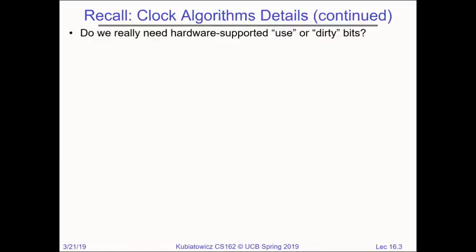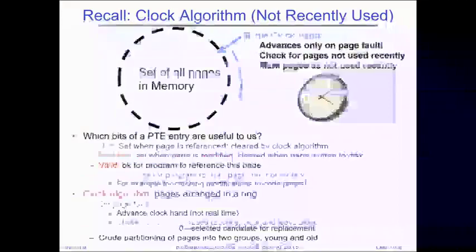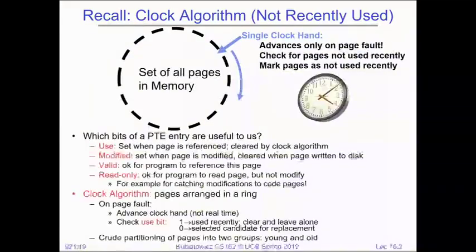Okay, so we were talking about this last time. On the face of it, you're clearly using all of the bits. You need the use bit for the basic clock algorithm. You need the modified bit to know whether the page you're about to kick out is dirty or not, which means you have to take the trouble of putting it out to disk before you can reuse it. Valid and read-only also seem pretty useful. Valid is fundamental to the page table entry, and read-only tells you whether it's writable or not. So all of these bits look like they have to be in hardware.